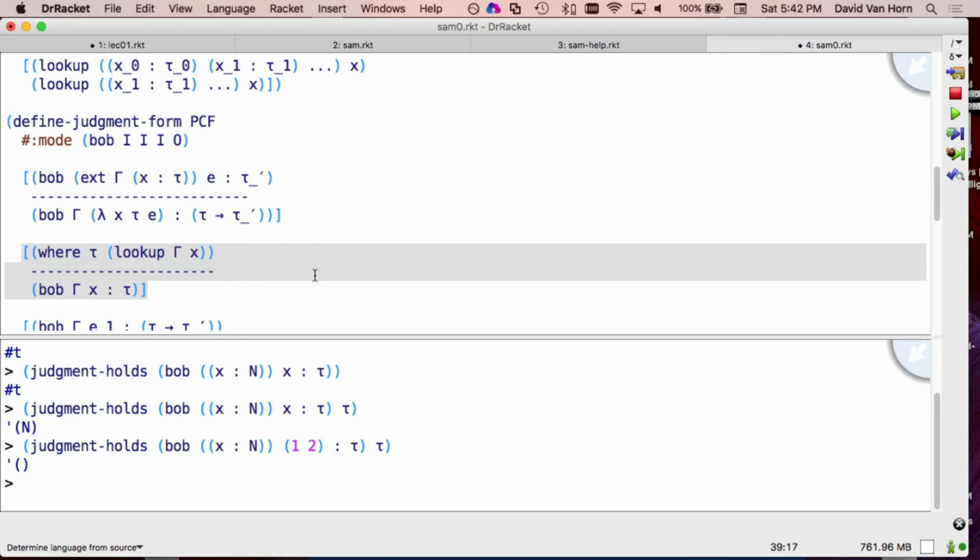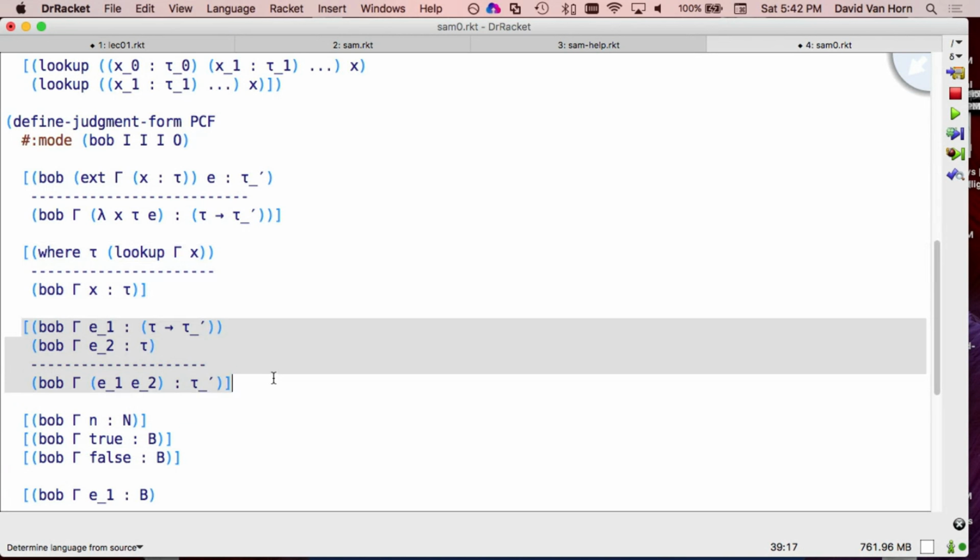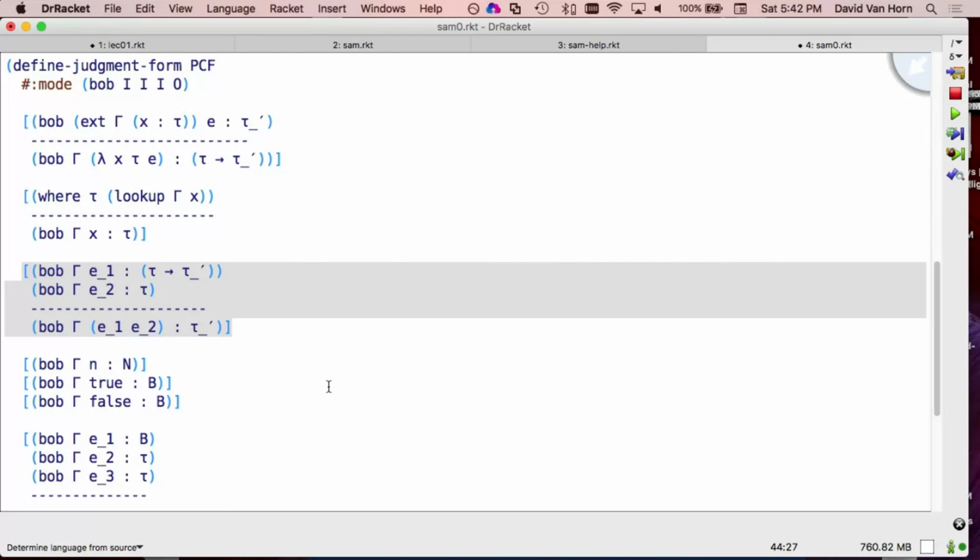Let's look at the rest of this. I think the rest of it is going to be pretty straightforward if you're comfortable with those two cases that we've done. So here's the application rule. All right, we're making two recursive calls. Notice that we have two uses of the meta variable tau, so those types have to be identical for something to be in the relation by this rule.